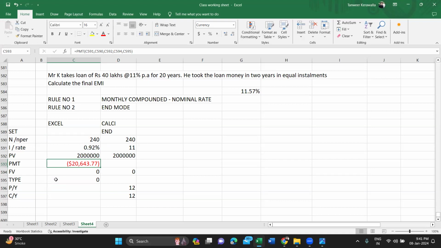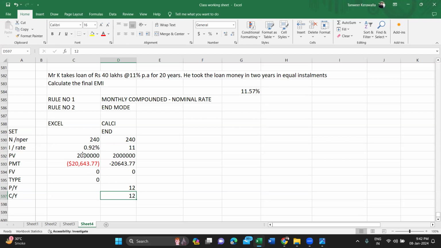So this EMI you have to pay every month for 20 years for this 20 lakhs loan. You also get the same answer on the calculator, 20,643.77, right? But your convenience here is that you can use the rate as given in the question. Whatever rate is given in the question, just copy it here and then make changes here. If it's monthly compounding and monthly payment, 12 and 12. If it's monthly payment and yearly compounding, 12 and 1, right? That will automatically adjust the rate, right?